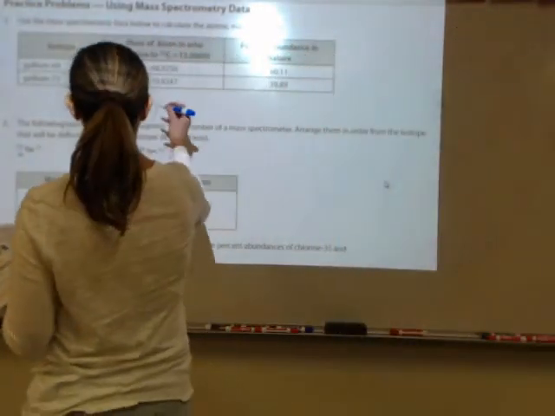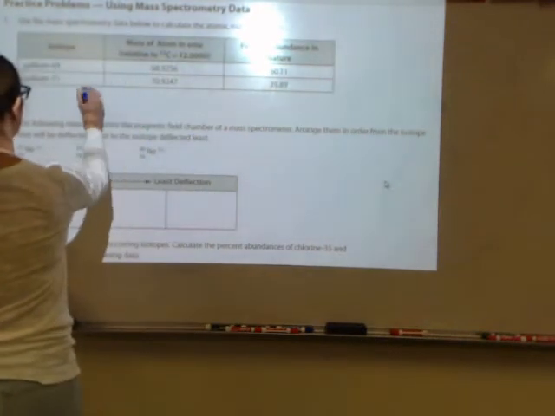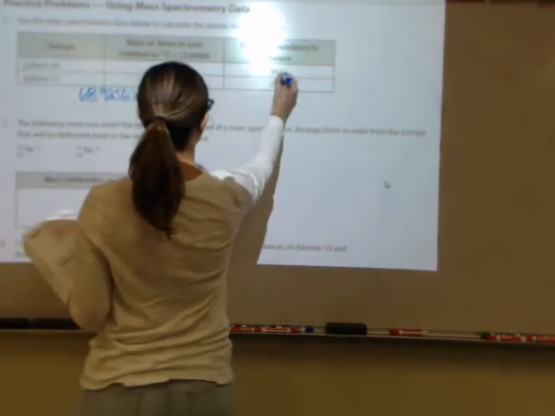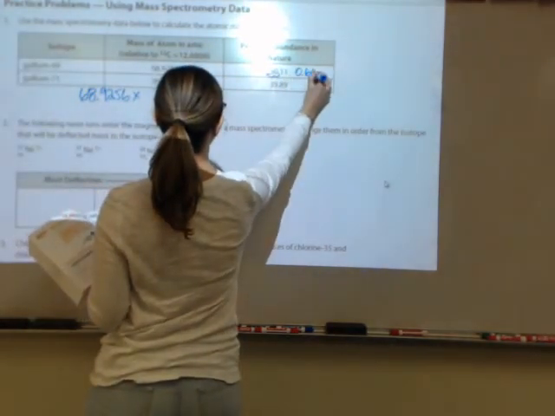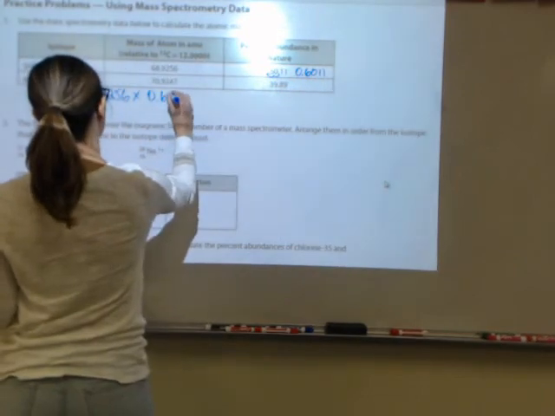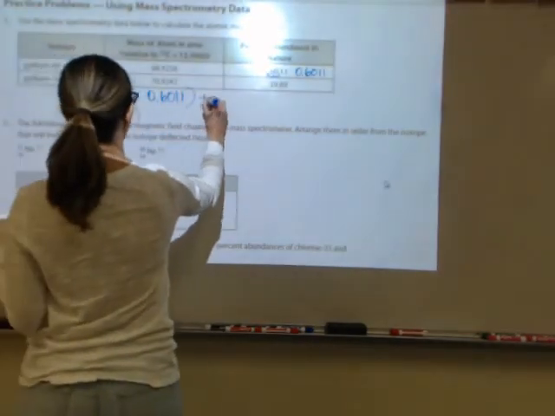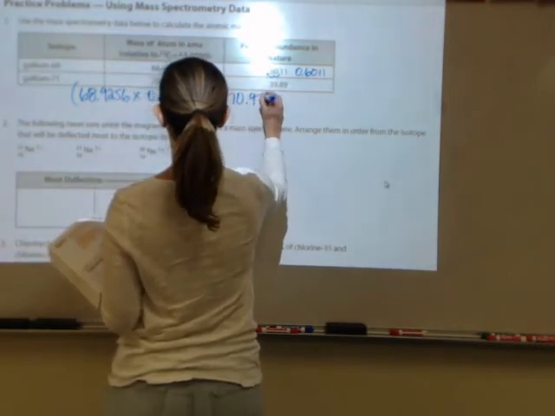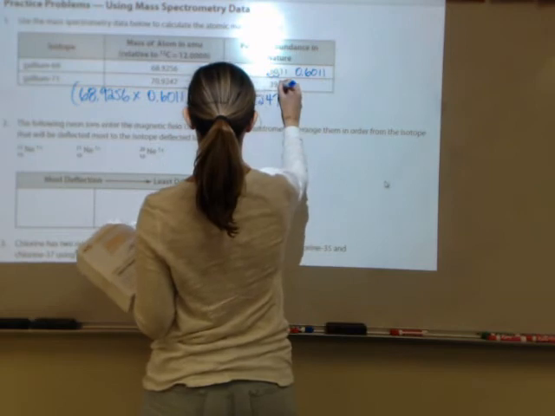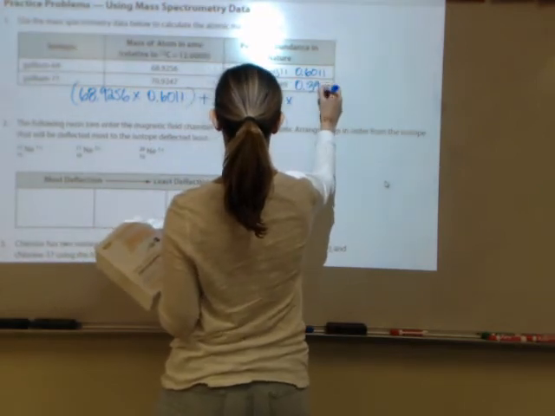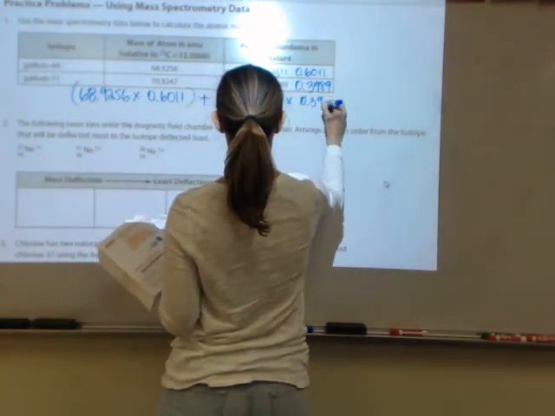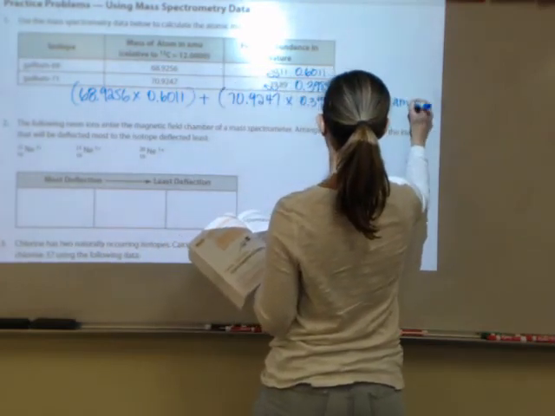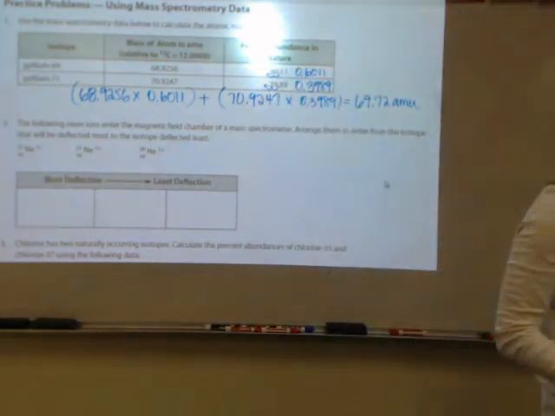The mass of gallium-69 is 68.9256 times the percent as a decimal, which is 0.6011. And then we're going to add that to the other isotope, gallium-71, which is 70.9247 times its percent as a decimal, which is 0.3989. And that's going to give you 69.72 atomic mass units. Notice I rounded that to the hundredths place.